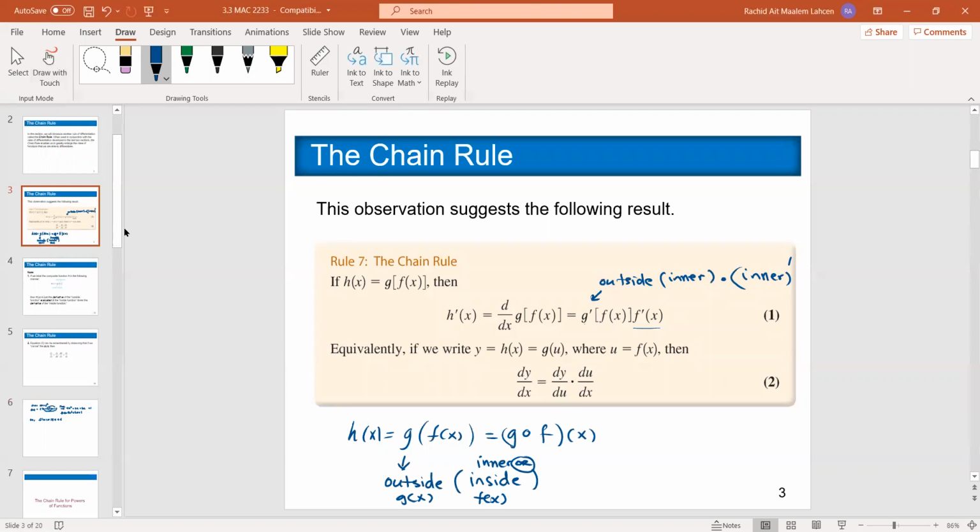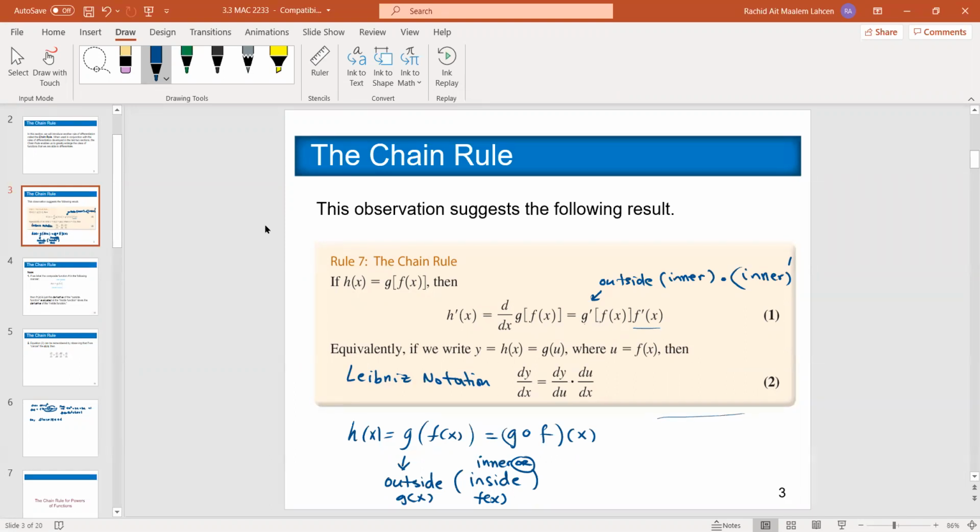So Leibniz did this notation, and this notation is powerful. Let's write it here. Notation for the chain rule. He came up with a simple idea that I'll explain how it works. He just said that if I want to take the derivative of y with respect to x, I can actually do it in a chain: dy over du times du over dx.